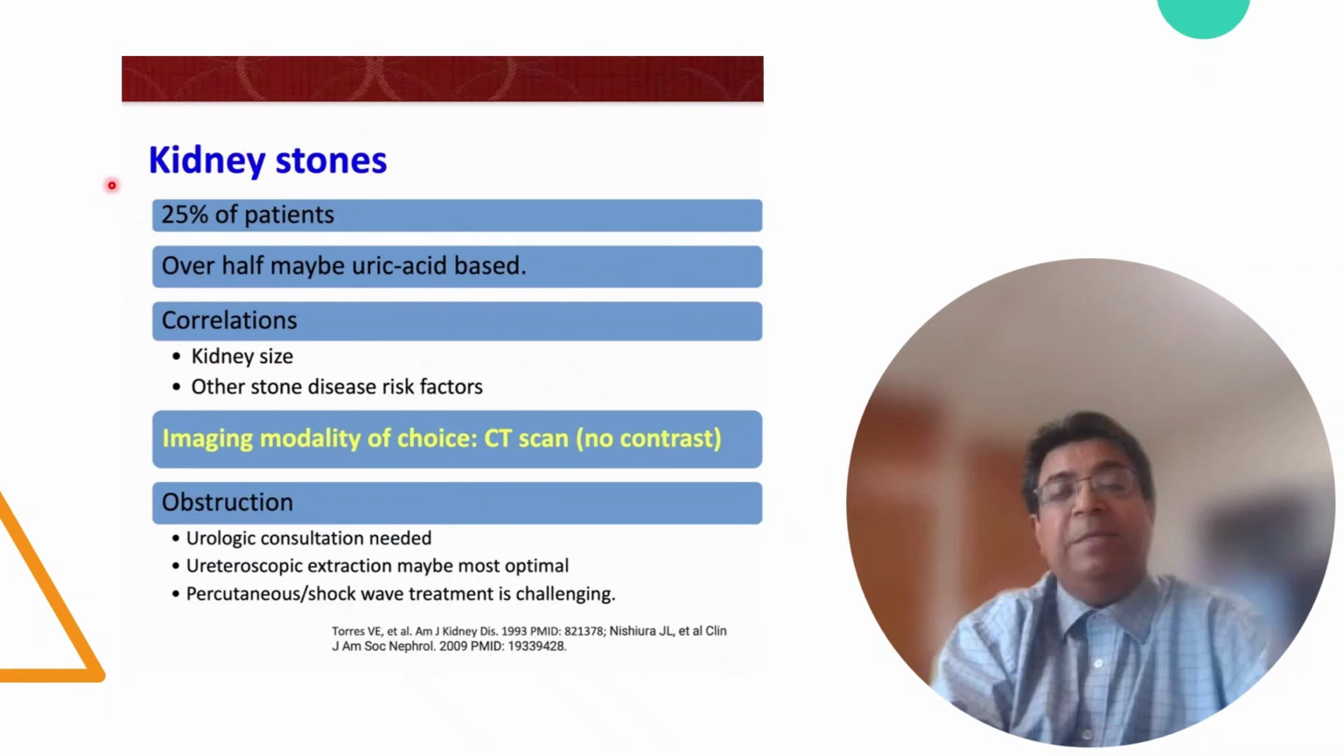25% of patients will have kidney stones. Over half may be uric acid based. And then, of course, the imaging modality of choice is a CT without contrast. And if there's obstruction, then you need to get the urologist involved.